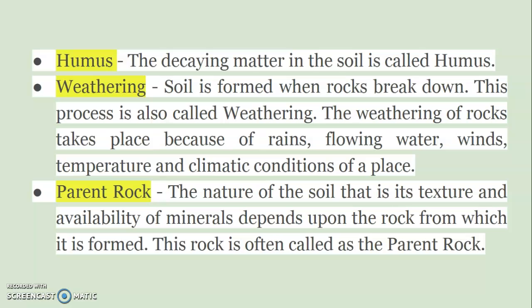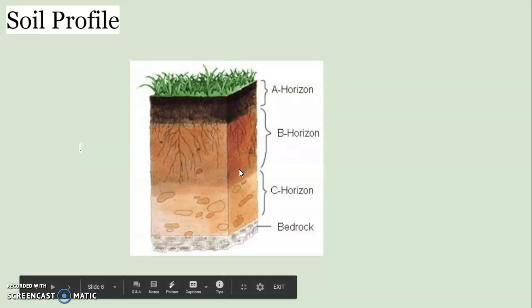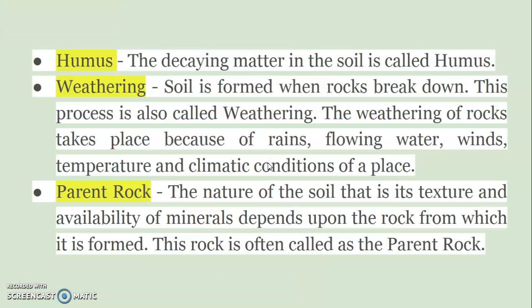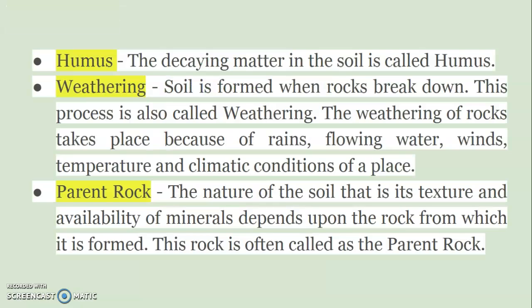So now let us see the meanings of three words, and then we'll start with the definitions of these layers of the soil, which are A horizon, B horizon, C horizon, and bedrock. Unless you learn the meanings of these words, you won't understand the definitions of these four layers. So let us quickly learn these three words.